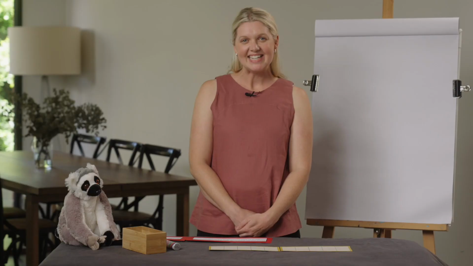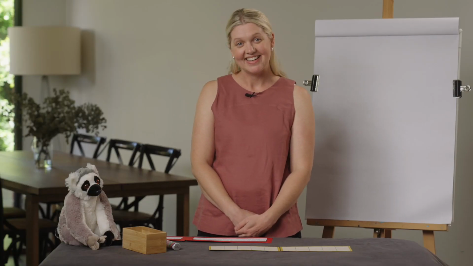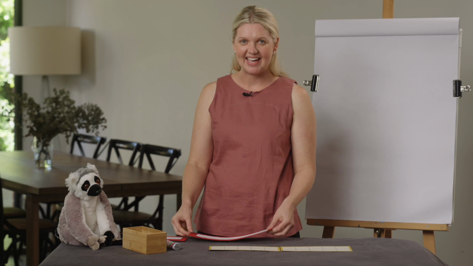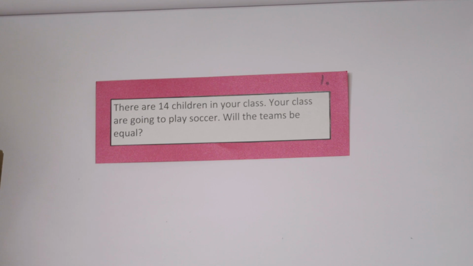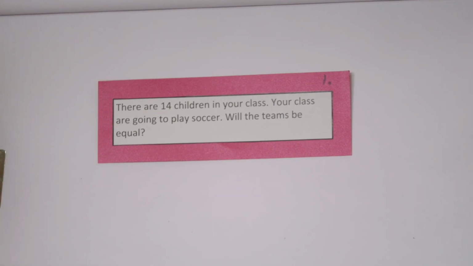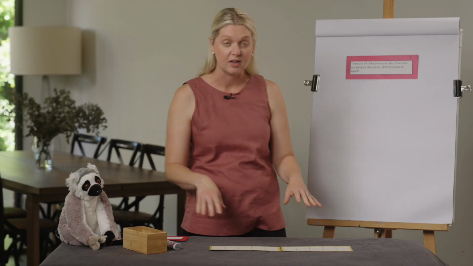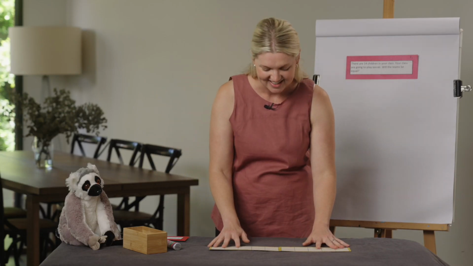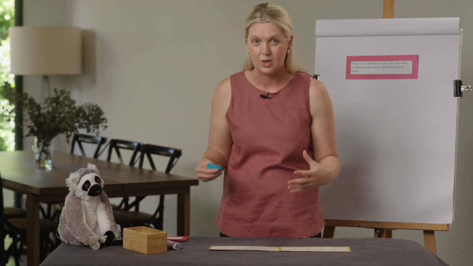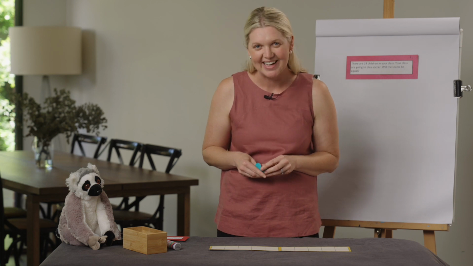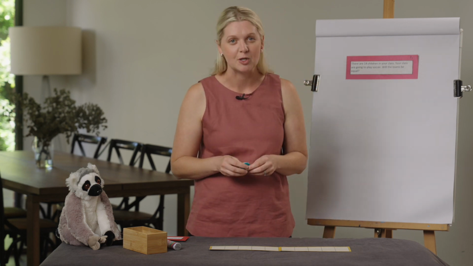Fantastic. Let's work through these word problems together. Can you help me? Okay, here's the first one. There are 14 children in your class. Your class are going to play soccer. Will the teams be equal? Okay, to explore this, we're going to use our 10 frame to help us. So I'm going to count out the total, so how many children were in the class. Now, do you remember? That's right, 14.